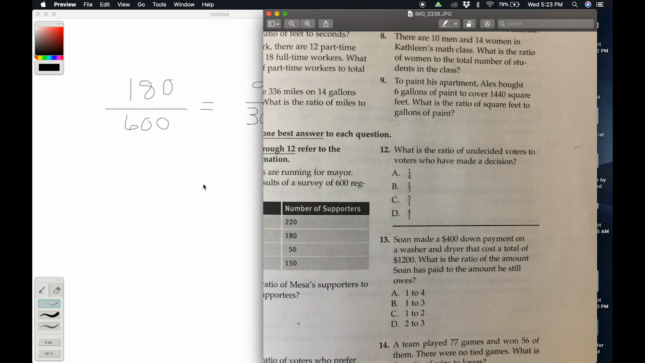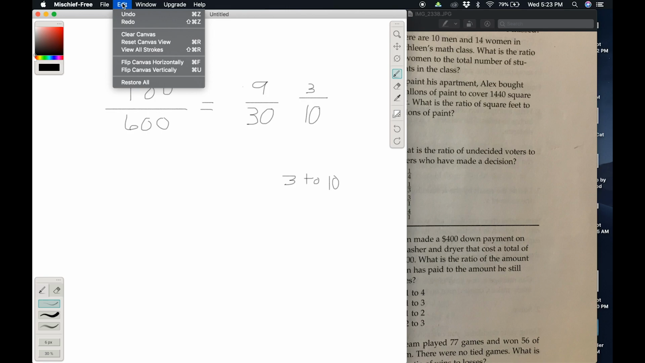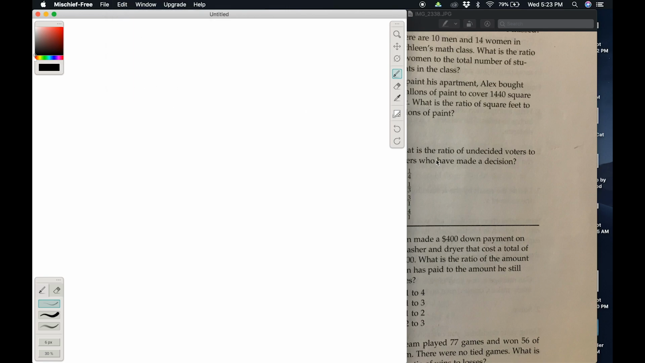So guys, here what we're trying to do is basically just learn how to write these problems down. Okay.